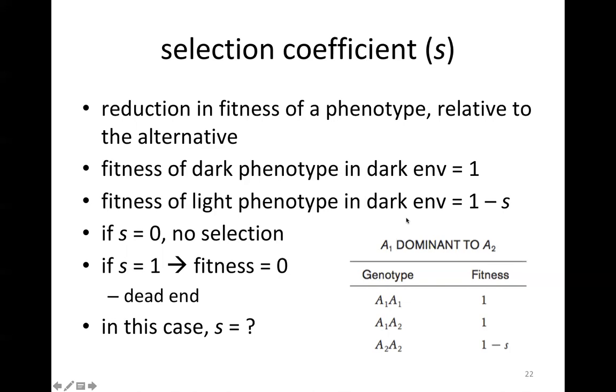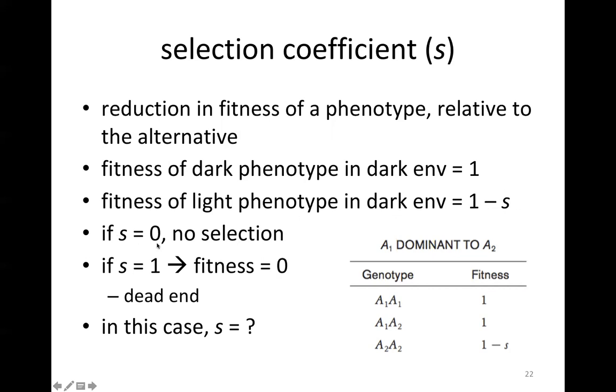And of course, fitness always depends on the environment. So here we're only discussing fitness of these two alleles in the dark environment. In light environment, everything would be vice versa. In the dark environment, fitness of the dark phenotype is 1, and fitness of light phenotype is 1 minus S. Lower fitness. S is a positive number, so this will be a lower fitness.